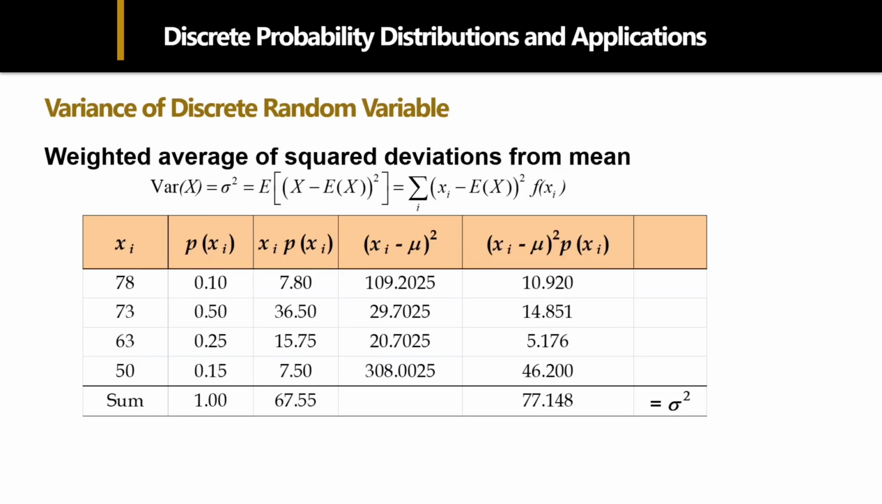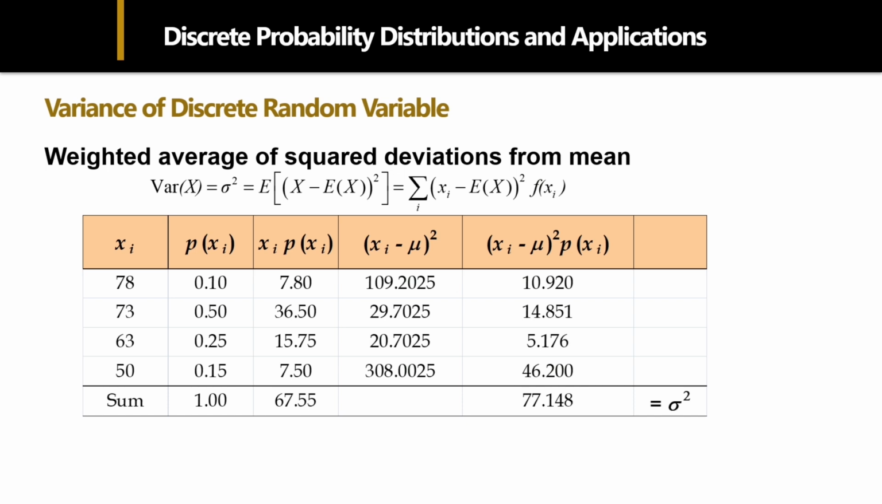In order to calculate the variance for this discrete distribution, we need the weighted average of the squared deviations from the mean. So the variance of x, or sigma squared, is the expectation of the outcomes x after you subtract the mean, square that. So again, we have our three columns here, the x, the probability of that outcome, and the product of those two.